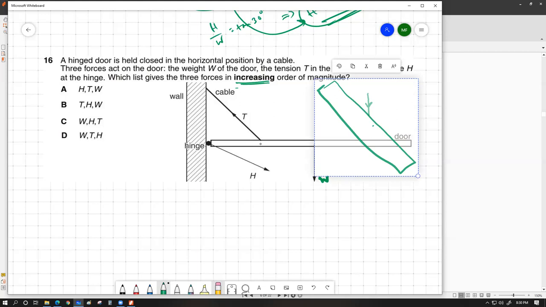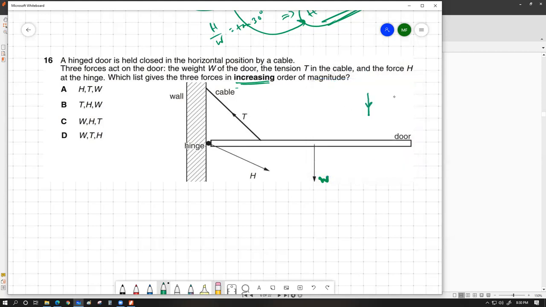So align your angle of the T and move it to the right. Try your best to keep it a parallel side, which is gonna give you a force that looks somewhat like this. I don't know how big this force is gonna be, so I'm gonna draw it pretty large. So this is gonna be my T, and then for the H, in the same procedure, hold up your ruler against this force.